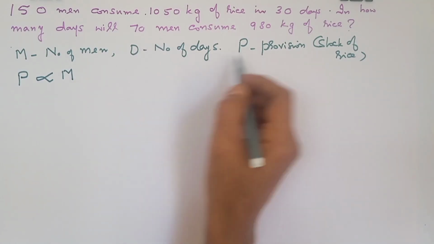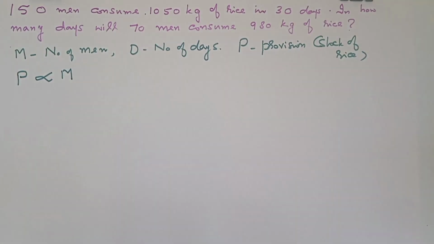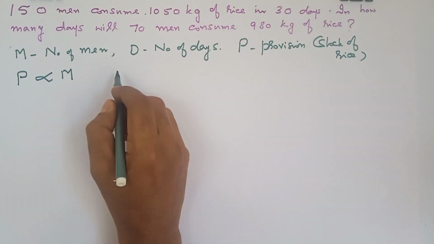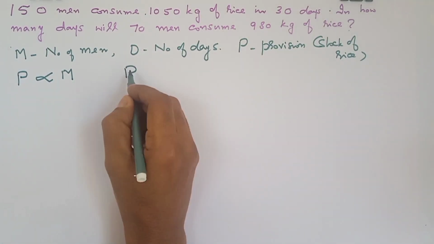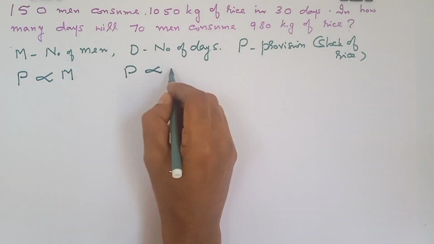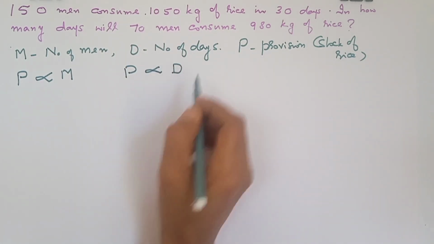Now let's look at the relationship between the number of days and provision. If you want the provision to last for more number of days, you need more provision, and for fewer days, less provision. So what do you observe? P is also directly proportional to D, the number of days.